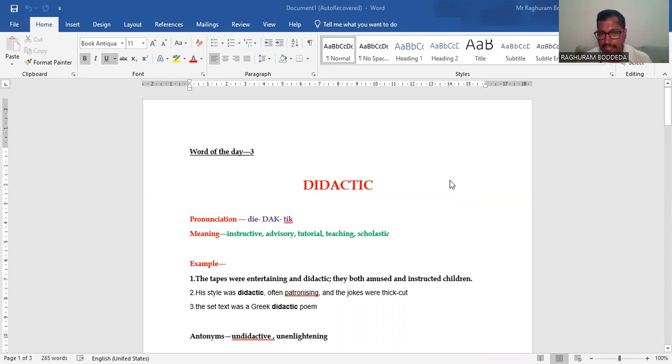The tapes were entertaining and didactic. They both amused and instructed children. So here the purpose is tutorial or giving some sort of instructions to learn something, understand something by the particular learners, aspirants. His style was didactic and often patronizing, and the jokes were thick cut. The set text was a Greek didactic poem.